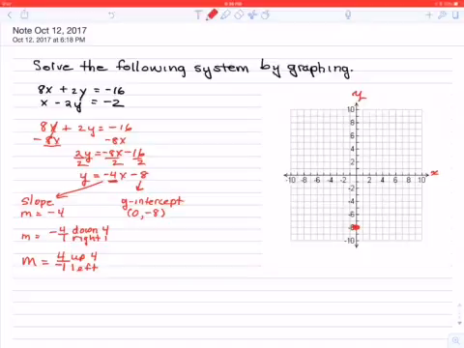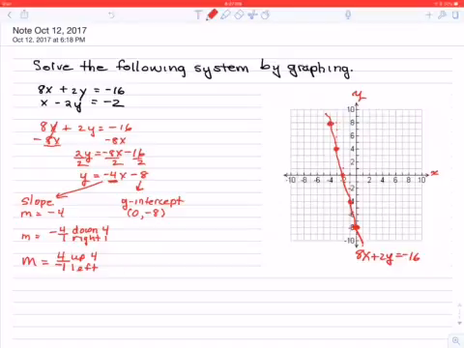Up 4, 1, 2, 3, 4, left 1. Okay, so draw a line through those points. There's my graph. That is 8x plus 2y equals negative 16.